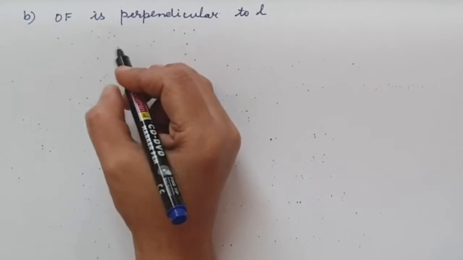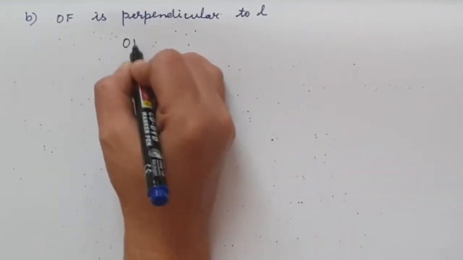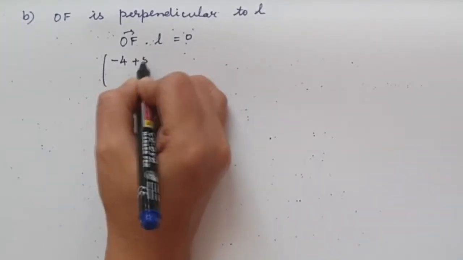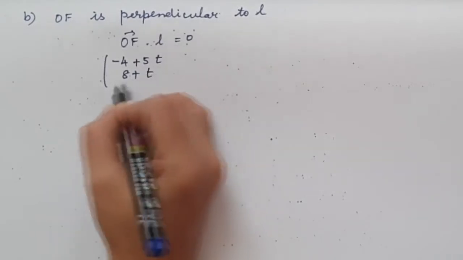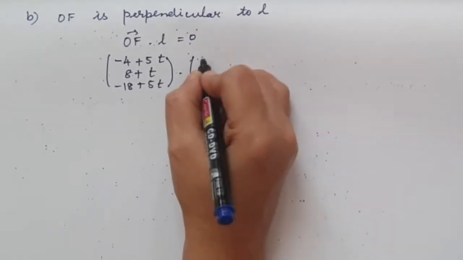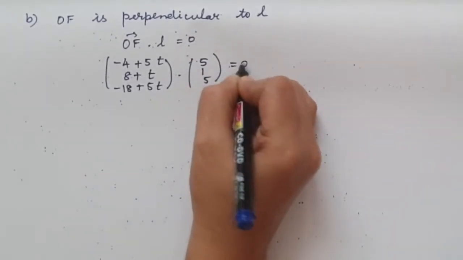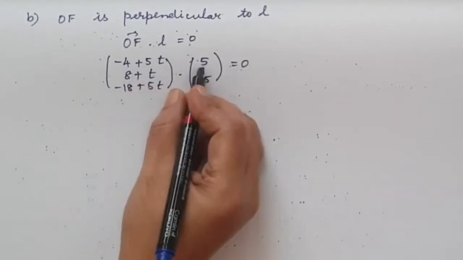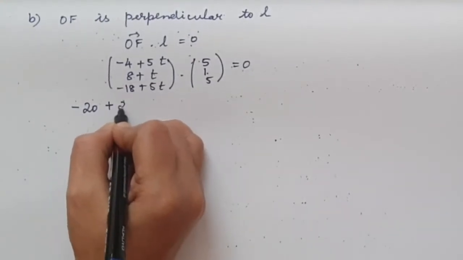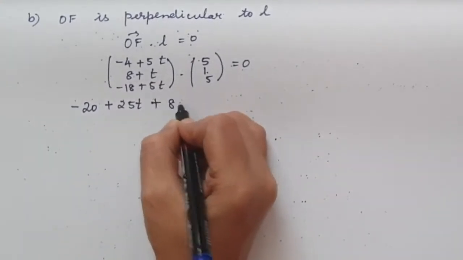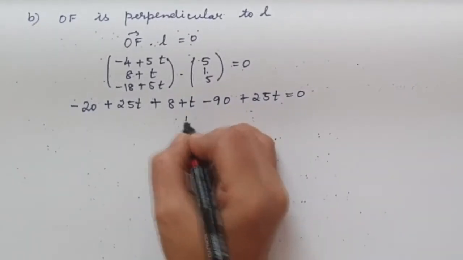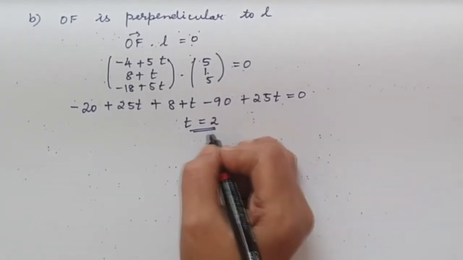For the B part, OF is perpendicular to L. Therefore, OF dot L will be equal to 0. So when we write it out, OF is minus 4 plus 5t, 8 plus t and minus 18 plus 5t, dot the direction of L, which is 5, 1, 5, that will be equal to 0. So when we multiply the first into this, the second into this, the third into this, we get minus 20 plus 25t plus 8 plus t minus 90 plus 25t will be equal to 0. When we simplify it, we get our answer of t as 2.